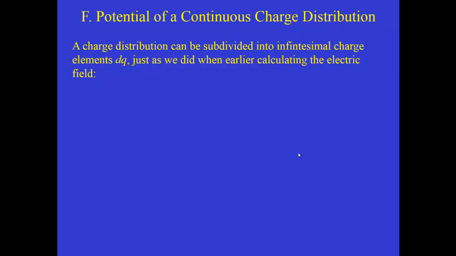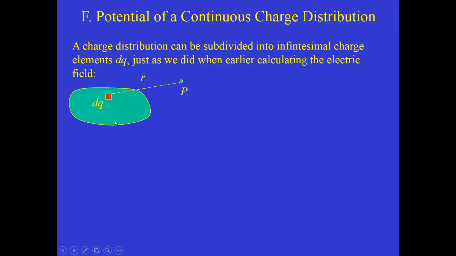First, let's talk about how to calculate the electrostatic potential when we have not point charges, but a continuous distribution of charges. And the basic strategy is exactly what we did when we wanted to calculate the electric field of a continuous charge distribution. So we have this arbitrary shaped charge distribution, and we want to know what's the electric potential at point P, a certain distance away from it.